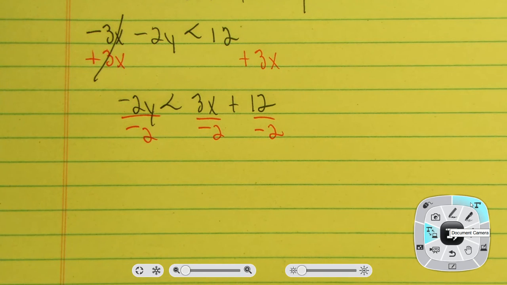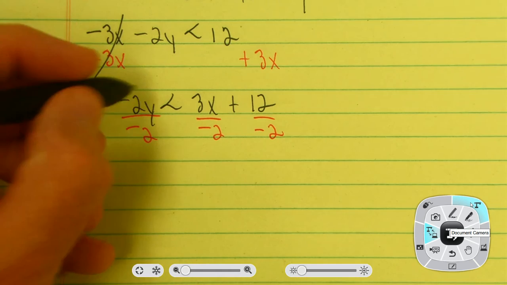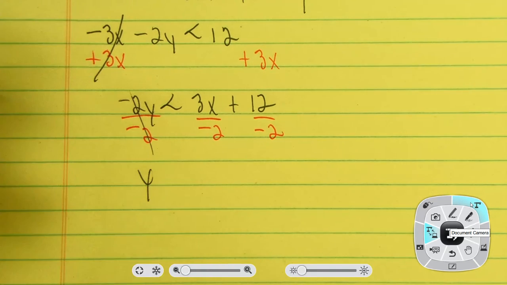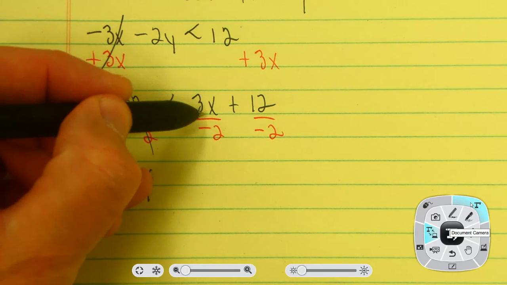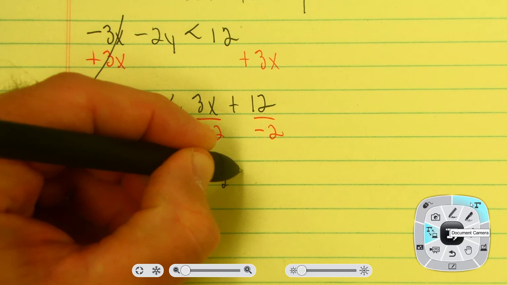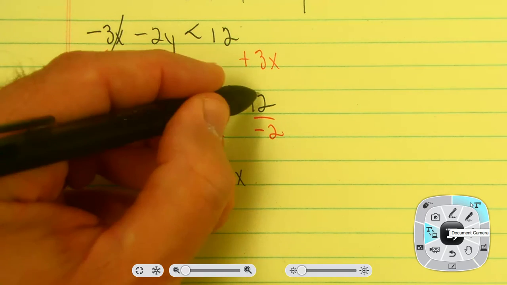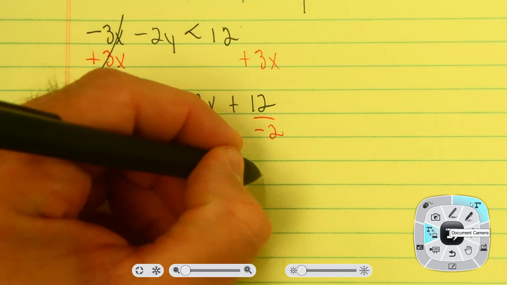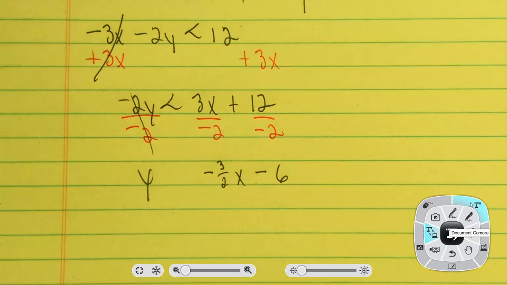Well, now I've got to remember something here that I learned way earlier this school year. First of all, I know that those cancel. And I know that 3 divided by negative 2, I'm just going to write as negative 3 over 2x. And I know that 12 divided by negative 2 is negative 6. I got all that.